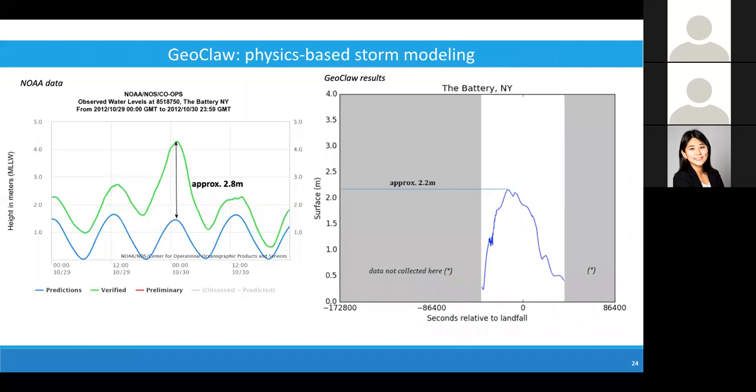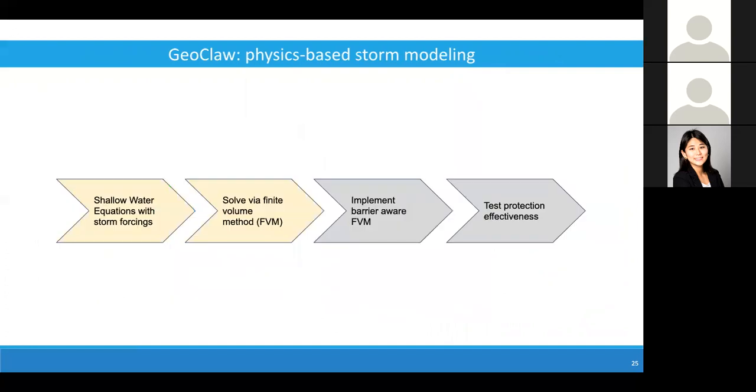To see the accuracy in GeoClaw modeling, we look at the Sandy storm surge height. On the left is the actual real data, which was about 2.8 meters, and on the right is the GeoClaw prediction, which is 2.2 meters, so it's around the same scale. So what we need to do now is run the GeoClaw simulation with barriers, and that is a work in progress.